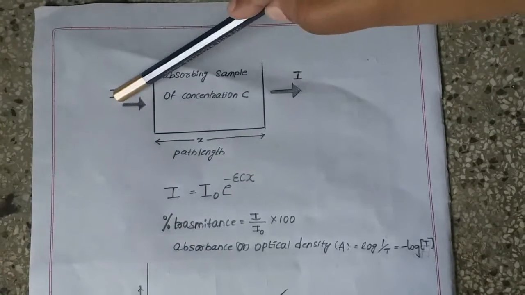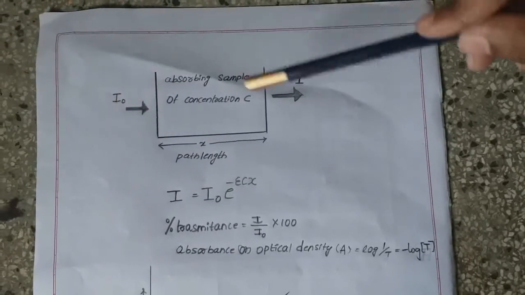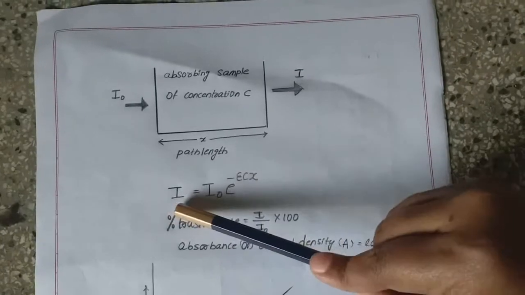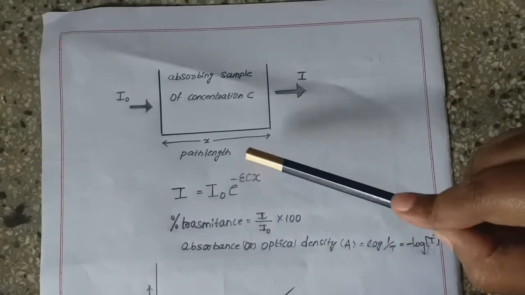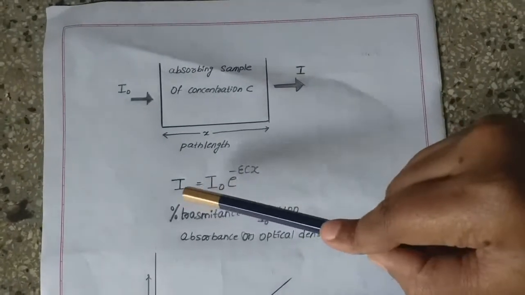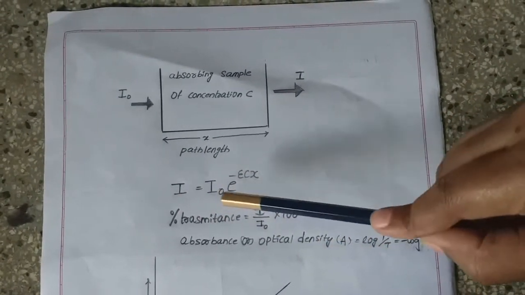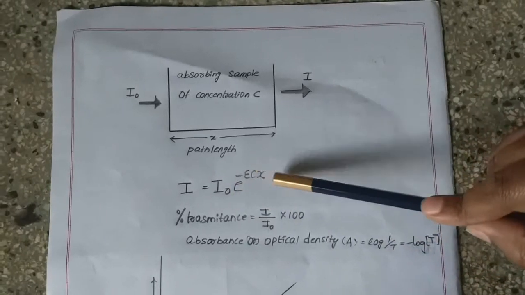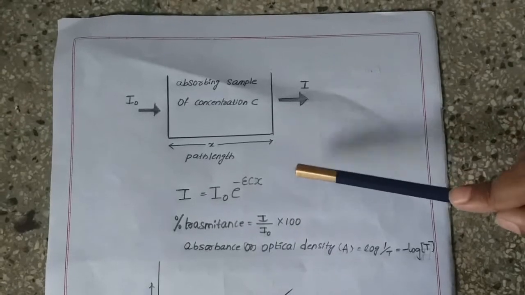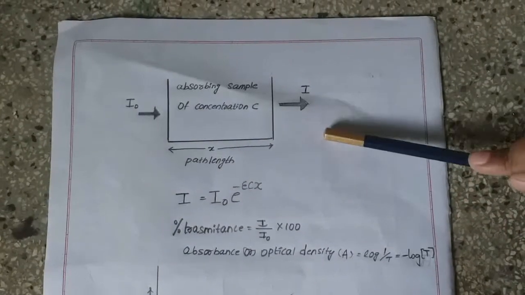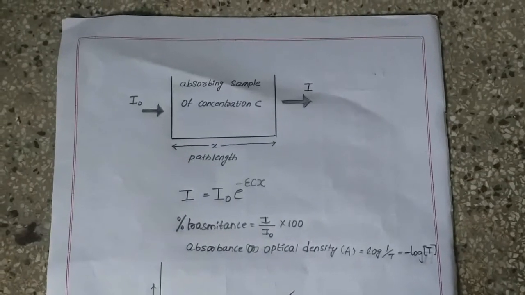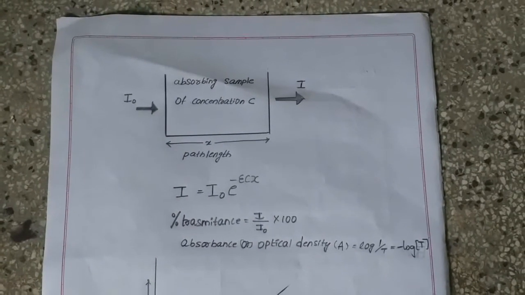Here, I0 is the intensity of the incident light, I is the intensity of the transmitted light. And the formula is I = I0 e^(-εCx), where I is the intensity of transmitted light, I0 is the intensity of the incident light, C is the concentration of the solution, x is the optical path length, and ε is the molar extinction coefficient.